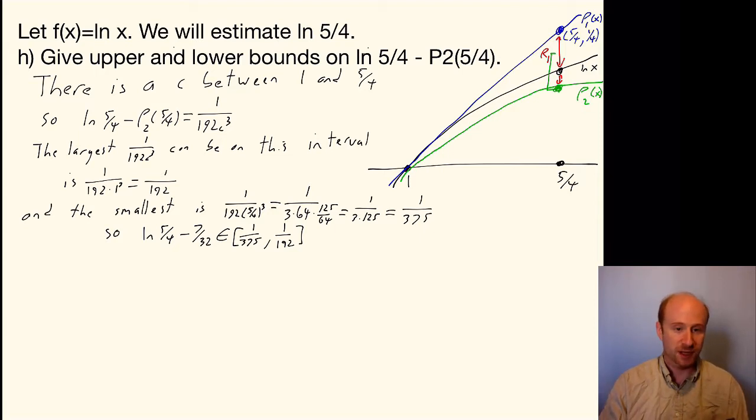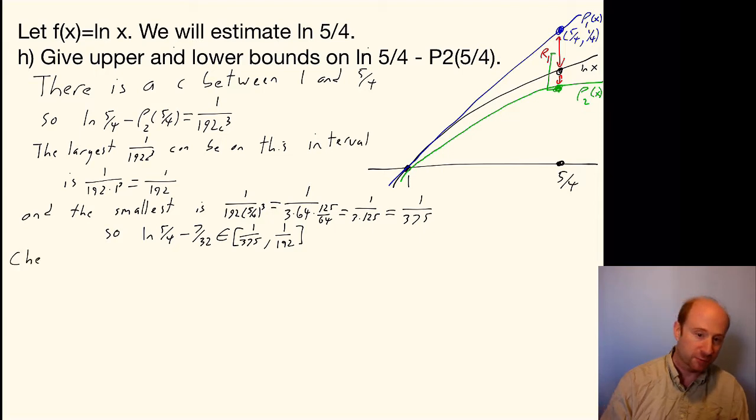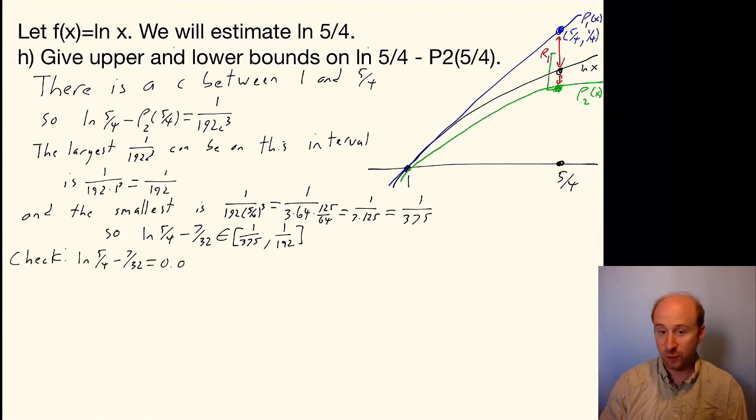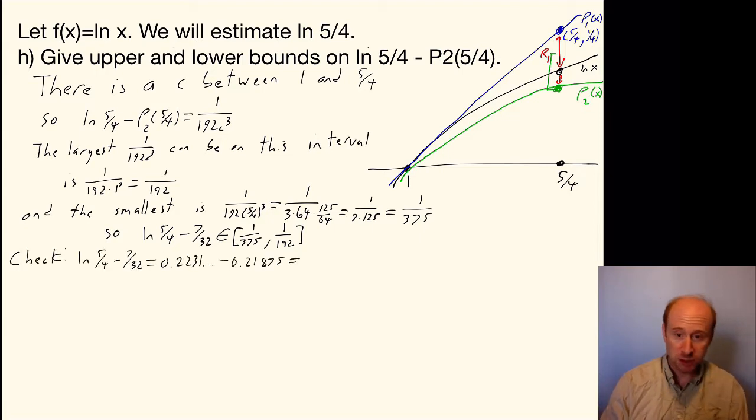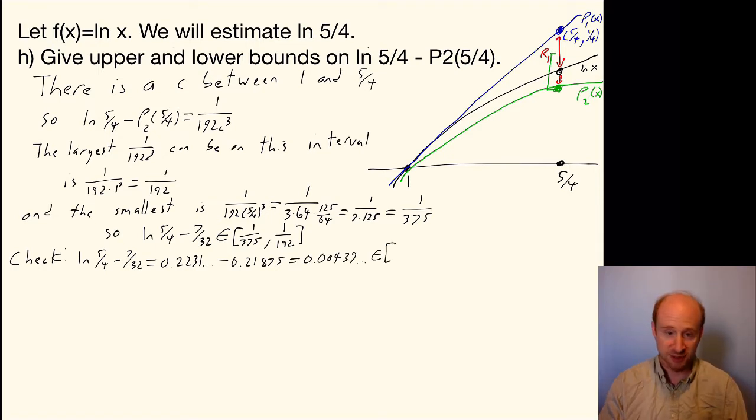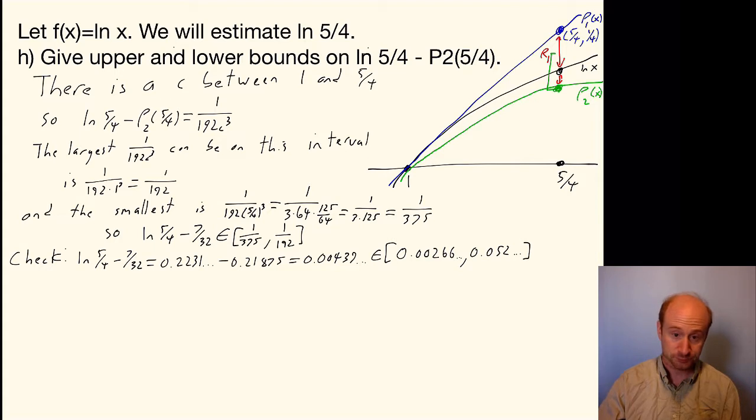Log of 5/4 minus 73/32. According to a calculator, that's about 0.00439. If we plug in 1 over 375 and 1 over 192, they're about 0.002 and 0.05. And indeed, our error is somewhere in that interval.